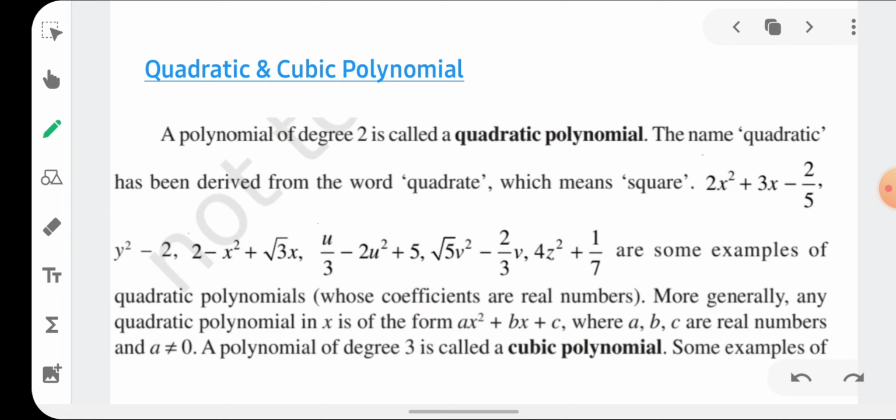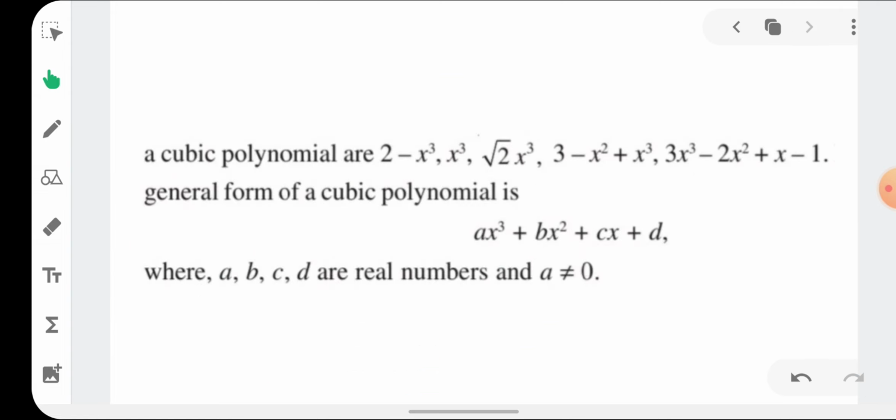In the same way, if a polynomial is of degree 3, it will be known as a cubic polynomial. A polynomial of degree 3 is called a cubic polynomial. Some examples of cubic polynomials are there, that is 2 minus x cube. The highest power is 3. Here the power is 3. Highest power of variable is 3. That's why these are known as cubic polynomials.